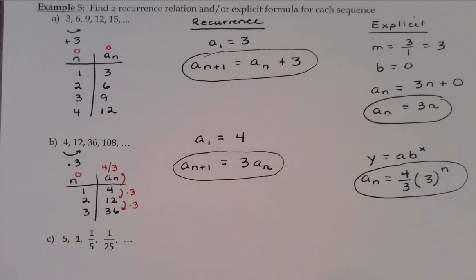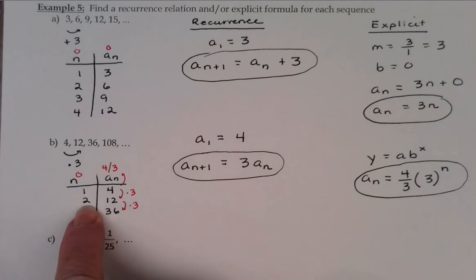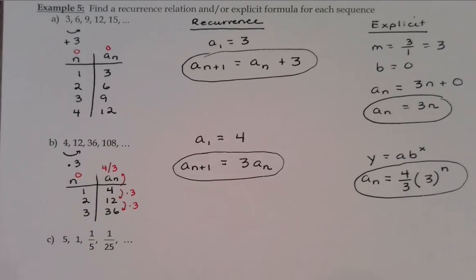Again, all of these have been assuming that I want to start with an n of 1. That's an arbitrary choice. I could have said, hey, I want to start with an n of 0, and I could have put 0 in first. But unless we specify otherwise, we're always going to assume that we start with an n of 1. All right, next one.